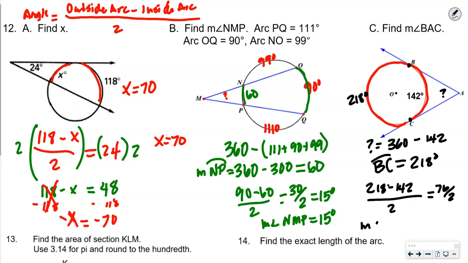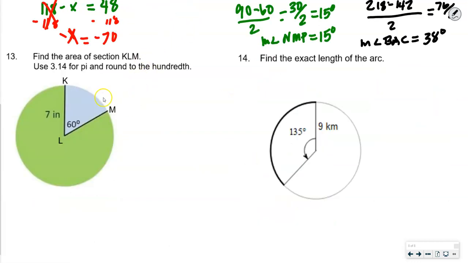So the measure of angle BAC is equal to 38 degrees. Okay, so the next couple problems, this says find the area of sector KLM, and this says find the exact length of the arc.